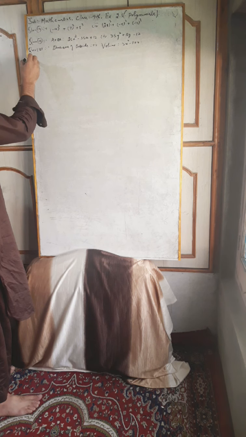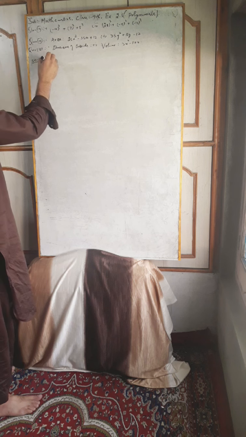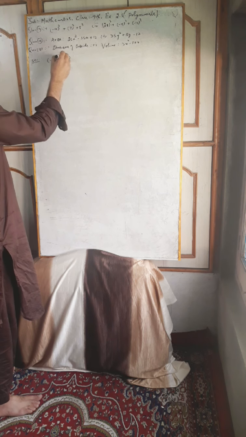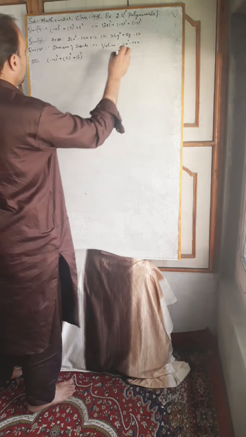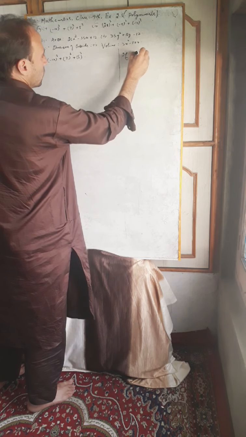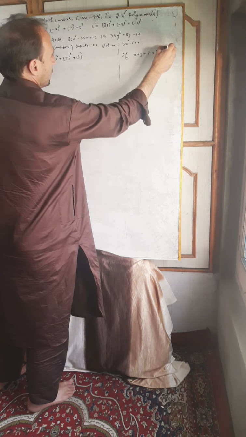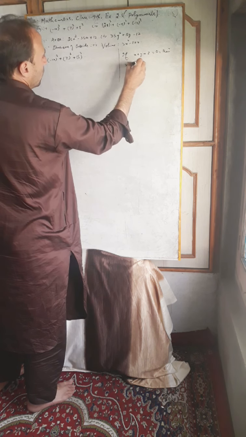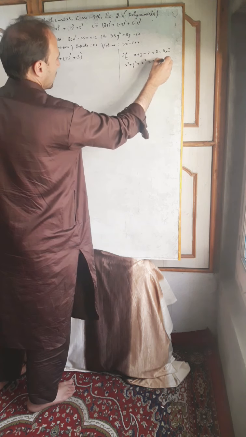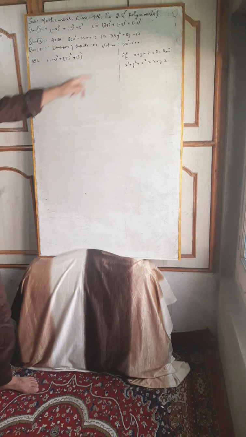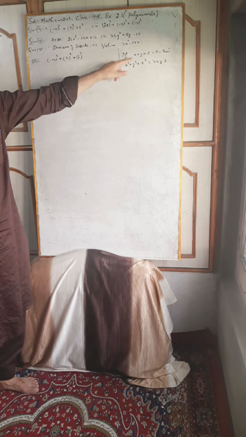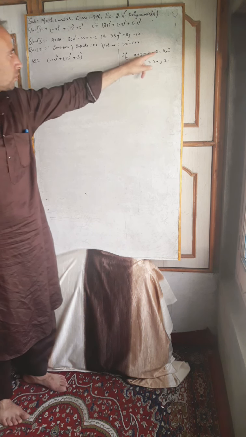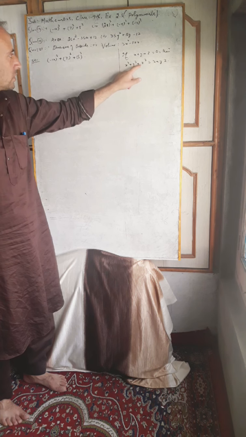Question number 14. Solution: minus 12 cube plus 7 cube plus 5 cube. Here, as proved in the earlier question, if x plus y plus z is equal to 0, then x cube plus y cube plus z cube is equal to 3xyz. Here we will make use of this result as proved earlier.